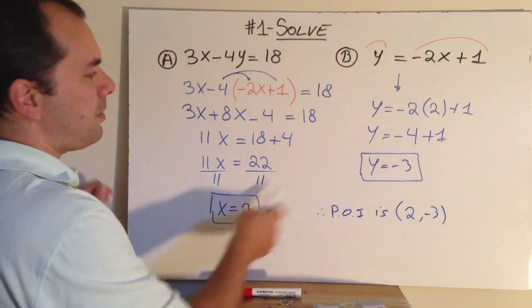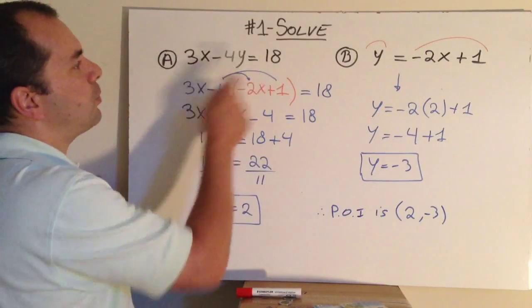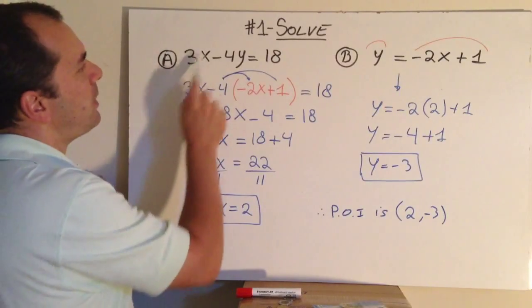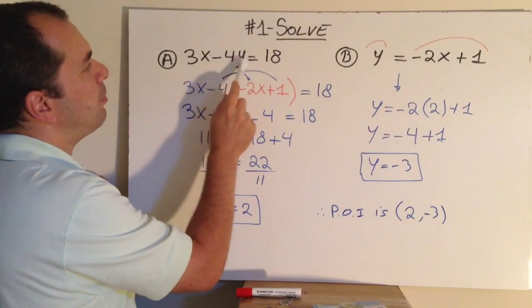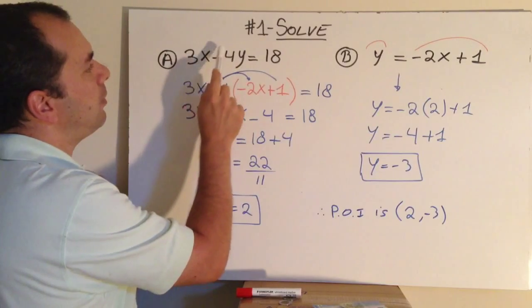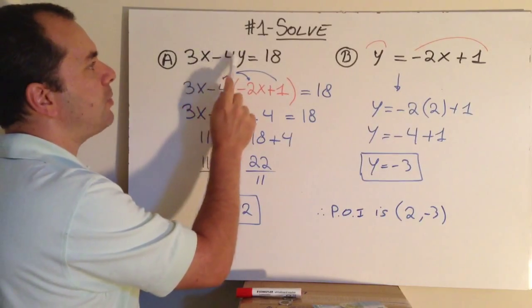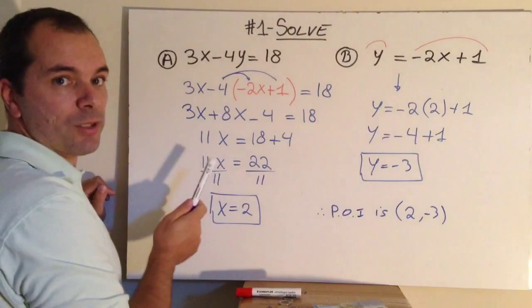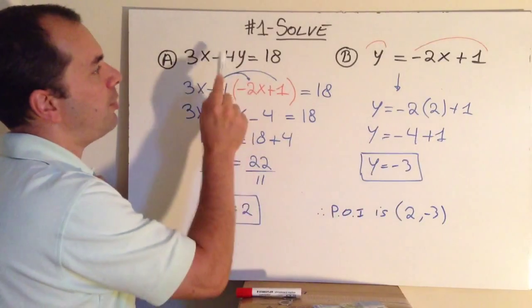So let's see, if x is 2 and y is minus 3, does this work? So 3 times 2 is 6. 4 times minus 3 is minus 12. So 6 minus 12 is, 6 plus 12 is equal to 18. That works. So that point is on this line.